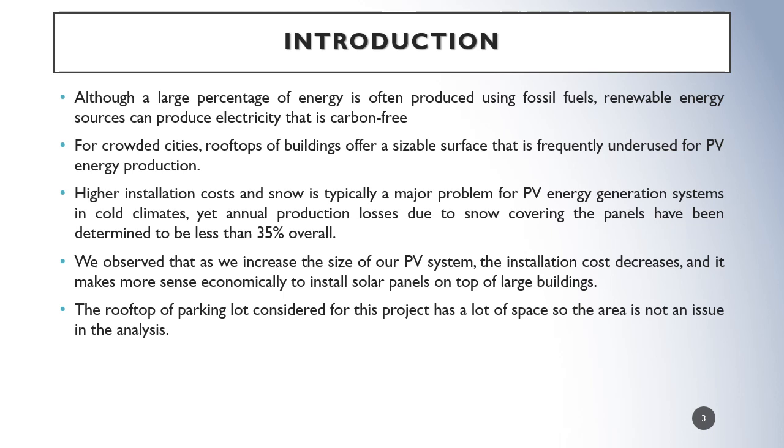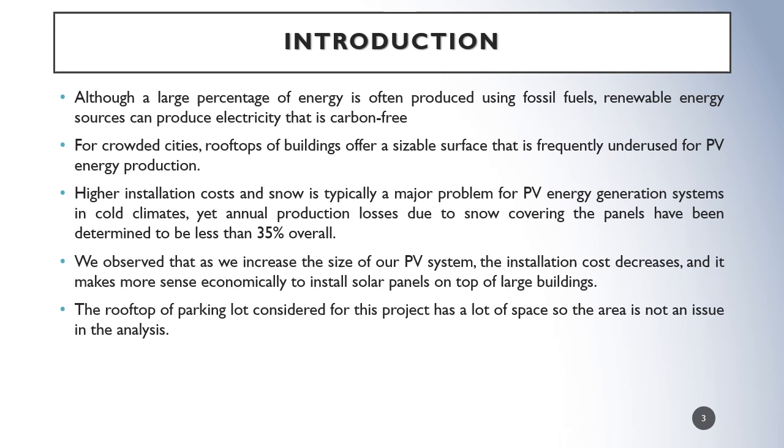However, the major problem with these panels, specifically in North America, we can say is the snow, because snow does not allow the sunlight to directly hit the solar panels and can cover the surface of panels. But yet, after that also, we see that the overall production loss is less than 35%, which is recommendable. And what we see other than that is the overall increase in the size of the PV system panels can reduce drastically the installation cost of the overall PV panel system.